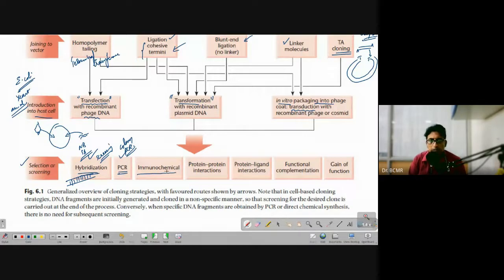Immunochemical methods use antibodies, monoclonal antibodies, and antibodies raised against a particular protein of our interest. So if the gene is present, protein could be produced, and the presence or absence of that protein can be detected using antibodies conjugated to proteins and so on. The same way, you can also have protein-protein interactions and protein-ligand interactions. Functional complementation is like the blue-white screening we have just discussed.